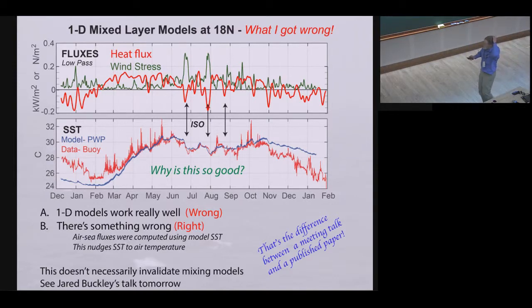This was all pointed out to me by Jared Buckley, who's going to tell you about this in more detail tomorrow. The short answer is that in this model run, the air-sea fluxes were computed using the model SST, not the real SST, and that nudges SST to air temperature, which is why it tracks so well. So this is an artifact of the model.